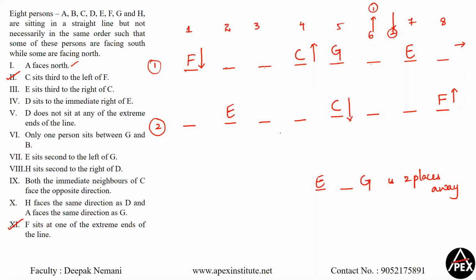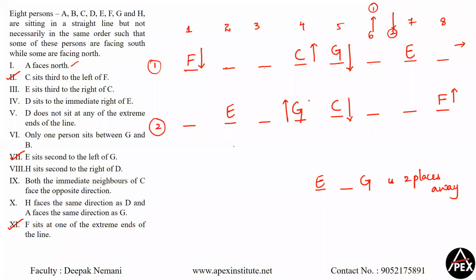Now, E sits second to the left of G. So what was the direction that G is facing? 1 or 2? No, if G faces 1, E will be second to the right of G. It should be 2. So G will be facing this direction and E is second to the left of G. Whereas in case 2, G will be here facing direction 1 such that E is second to the left of G. Okay. Clear.